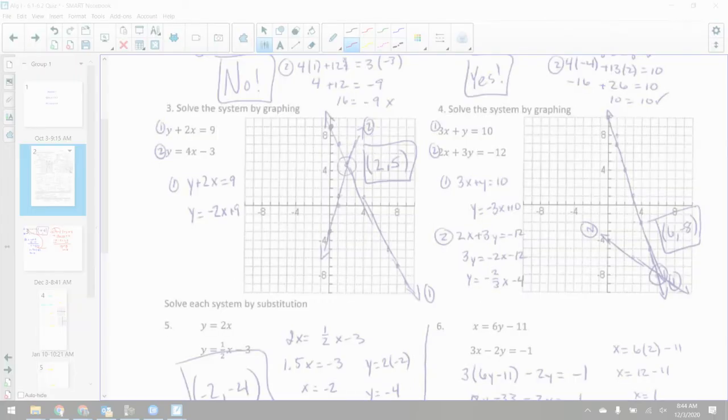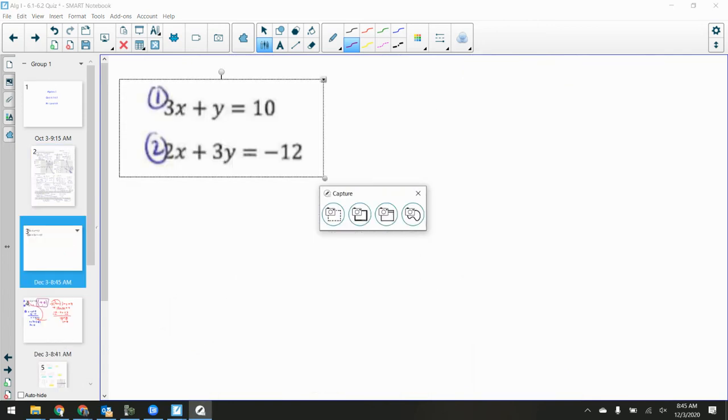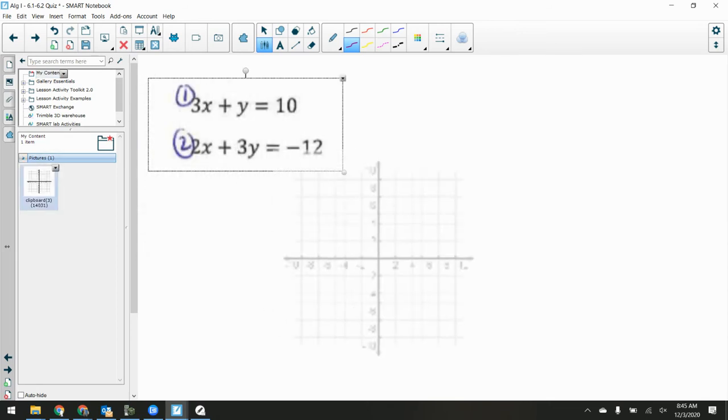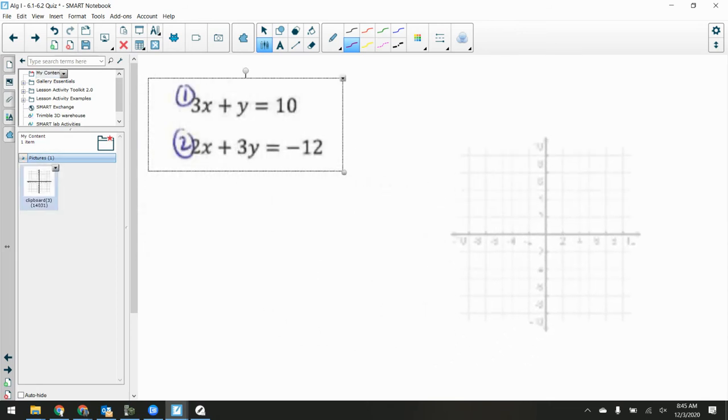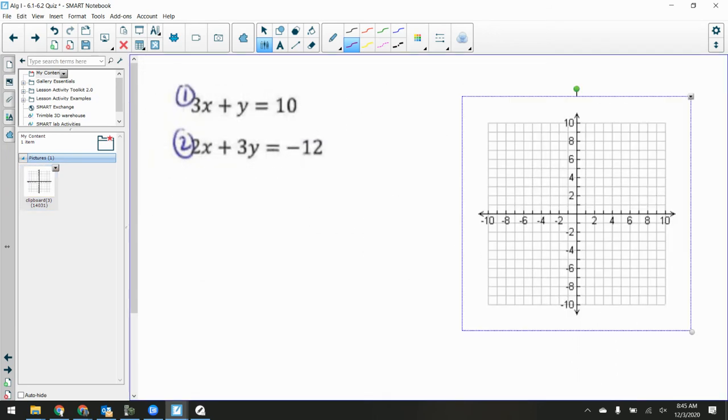Okay, I'm going to solve this by graphing. Send to a new page. And let me get a graph up there too. Click send to new. Okay, there it goes. My content, the graph. There it goes. All right.